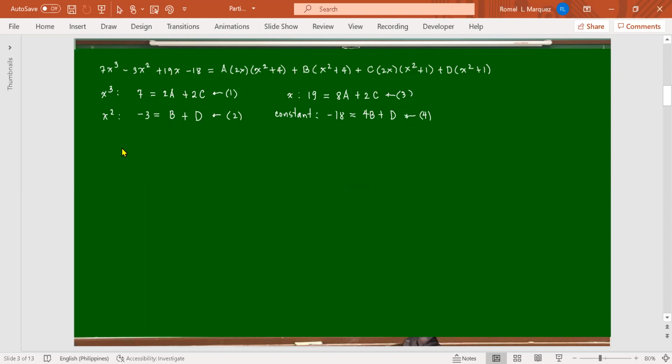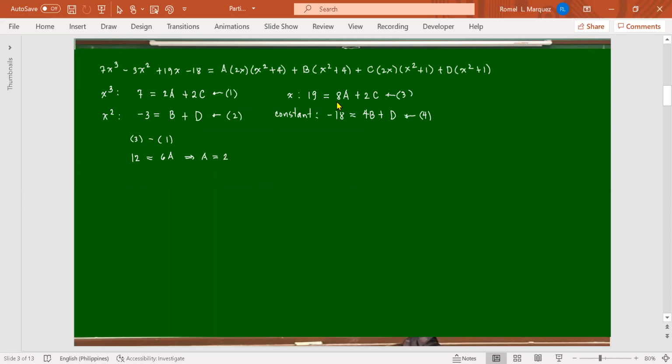So from equations 1 and 3, let's work with 1 and 3. Let's get the difference between them, equation number 3 and 1. So 19 minus 7, that is 12, and that is equal to 8a minus 2a, that is 6a, plus 2c minus 2c, that is 0. So getting a equals what? 12 divided by 6, a is equal to 2.